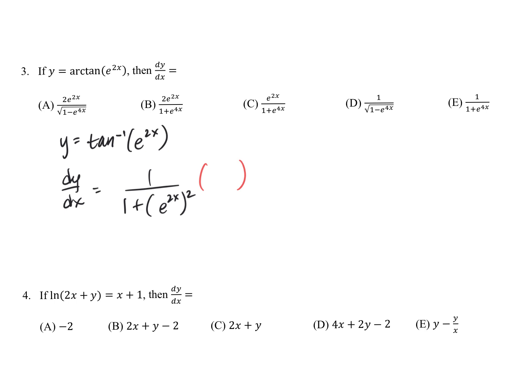It's 1 over 1 plus u squared. Here's my u. We just brought that down. Then this is the derivative of my u. The derivative of e to the 2x is e to the 2x times 2. Maybe some people are jumping to writing it like this, 2 e to the 2x. Is that an answer? Yes.